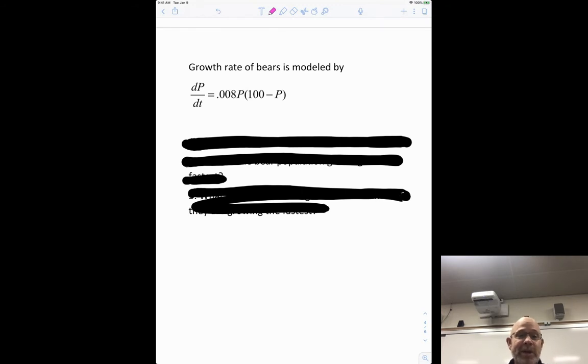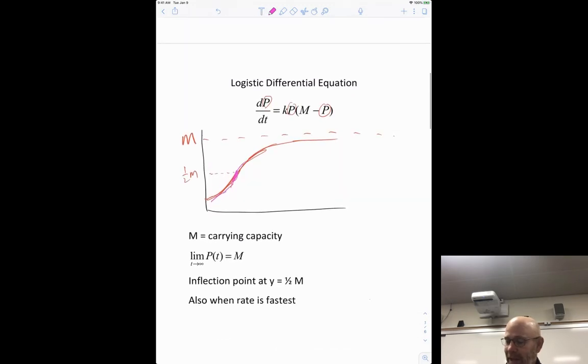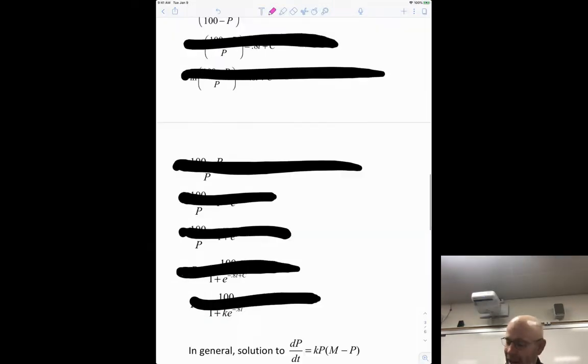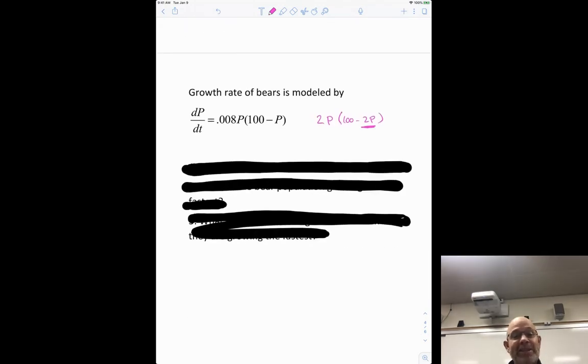They're going to say the growth rate of bears is modeled by this proportion. You, first of all, need to recognize it as logistic, kP times M minus P. Sometimes it's not in the right form. Let me write it this way. I'm just going to make up some numbers here, 100 minus 2P or something like that. Remember, this needs to be a P, right? If you go back to the original form, where is it? kP times M minus P. So you might have to do some work first. In this case, I'd factor out that 2, which would give me 4P times 50 minus P. So you might have to do a little bit of manipulating.